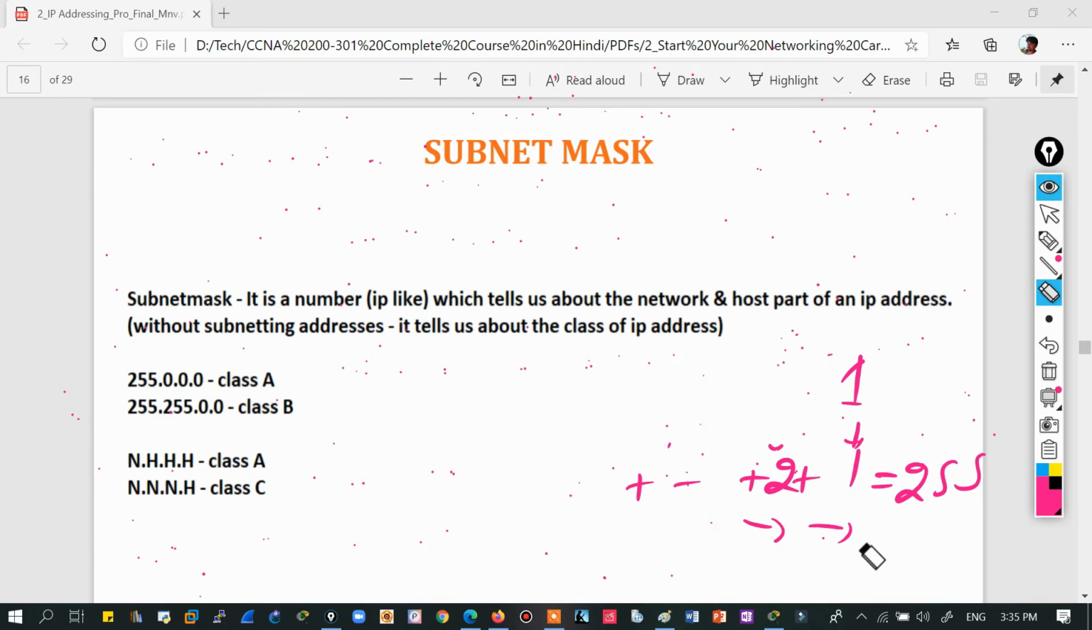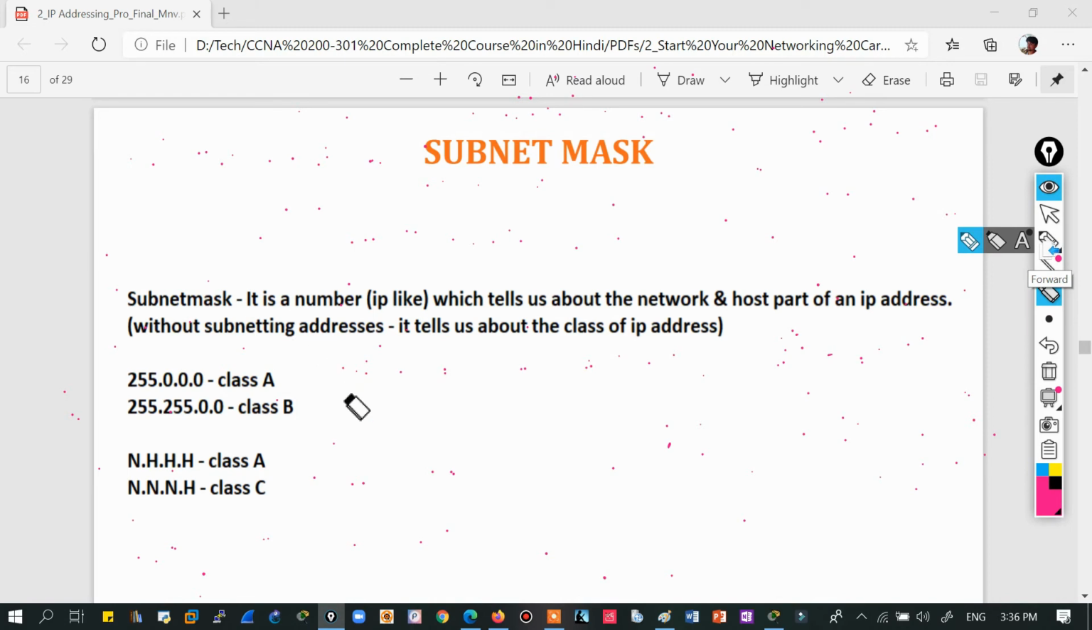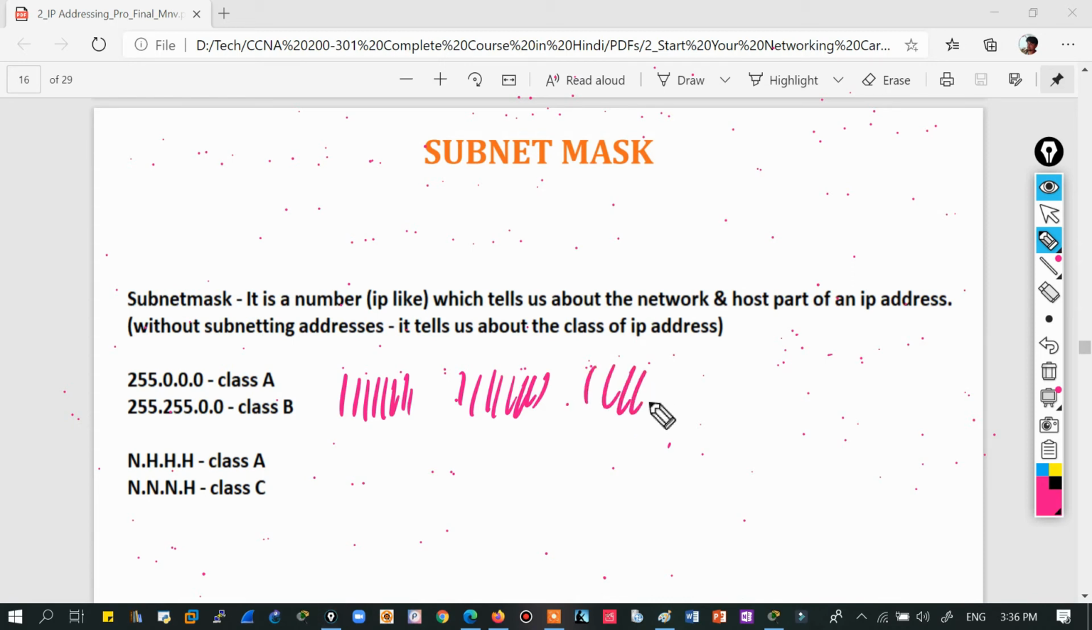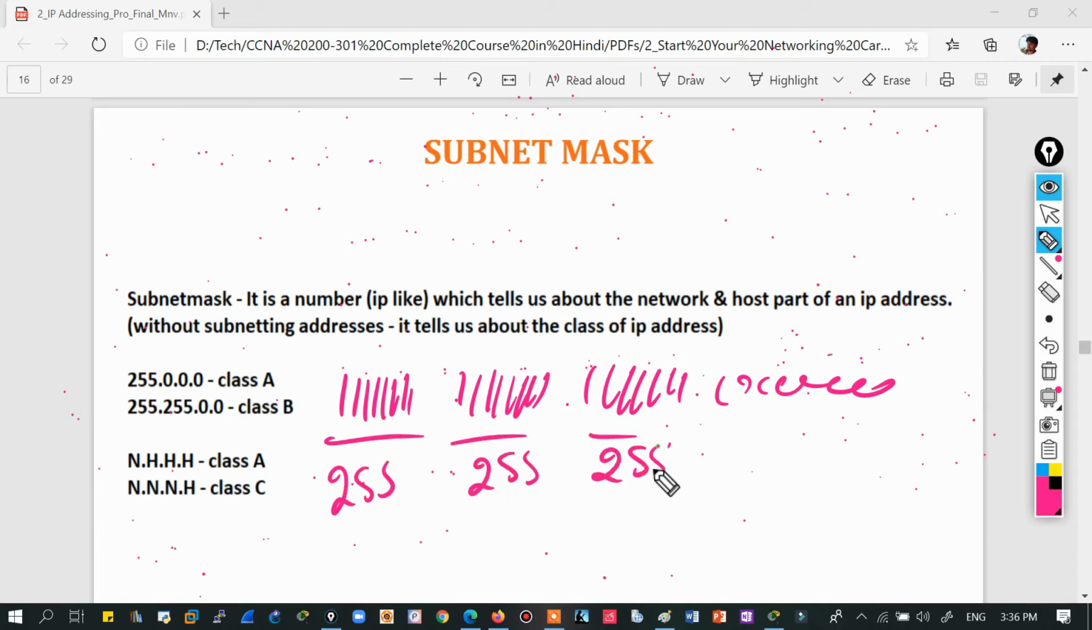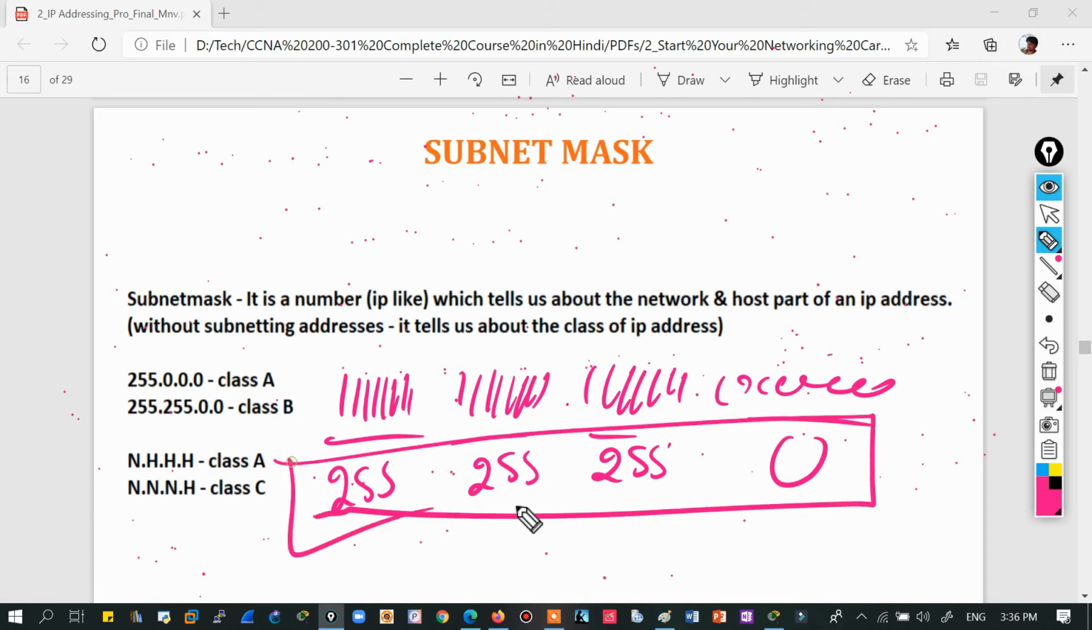And in class C, we have it like this. Let me write once again for the final time that in class C we have this one, sorry for that. These 8 ones create 255, again 255.255. When we have everything 0, we don't need to add anything, so that will be 0. So this is the default subnet mask of class C, and when we do subnetting, this part will be changed.